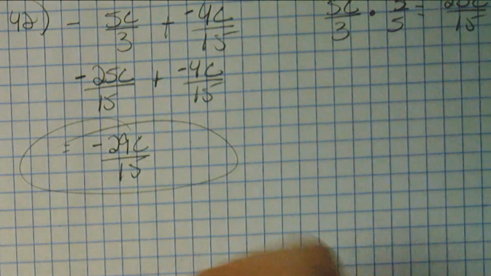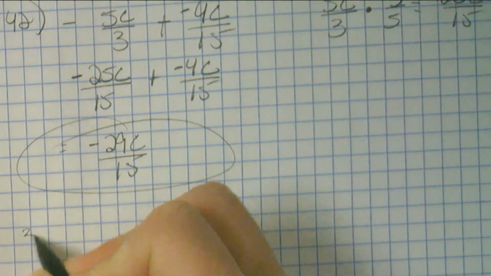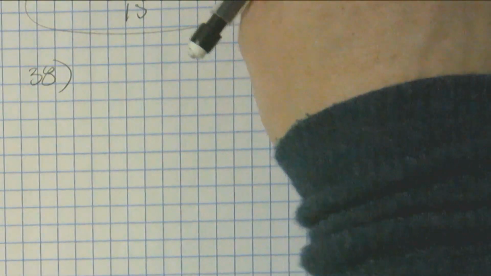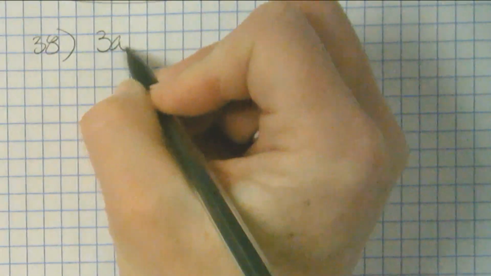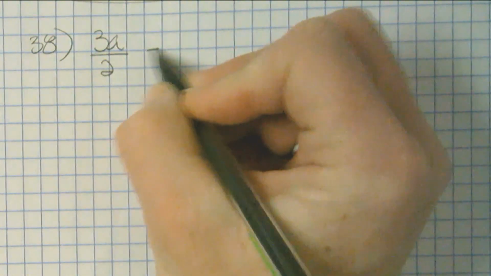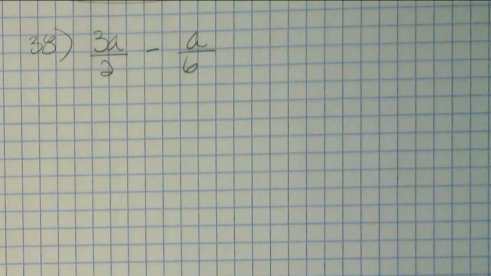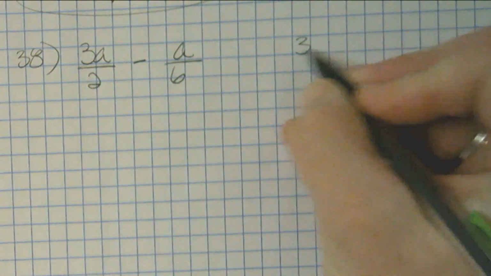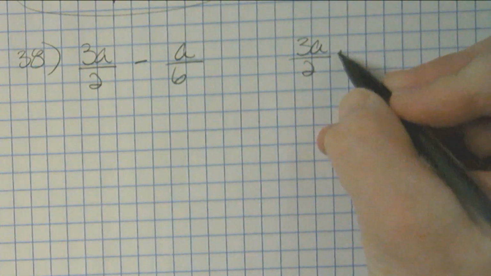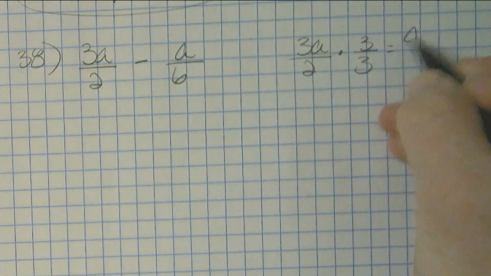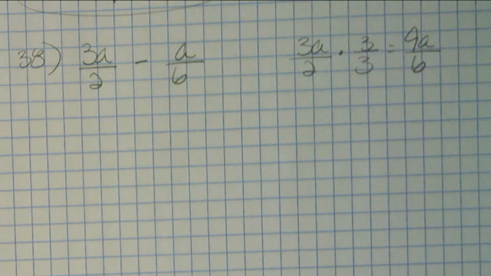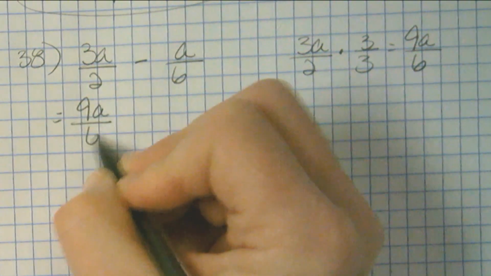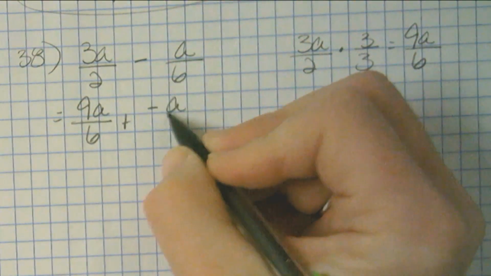Sarah? 38. Let's take a look at 38. All right, 38 said I have 3a over 2 minus a over 6. Well, did you use 6 as a common denominator? Awesome. So off to the side, I'm doing 3a over 2. I'm going to multiply that by 3 over 3 to get 9a over 6. So I'm going to go back into my original and rewrite that fraction. So I have 9a over 6 plus a negative a over 6.